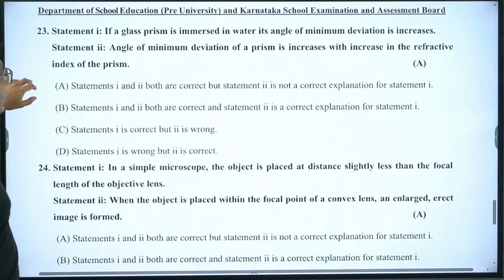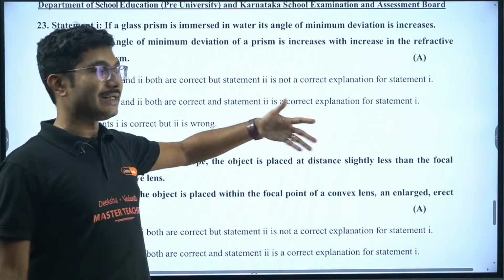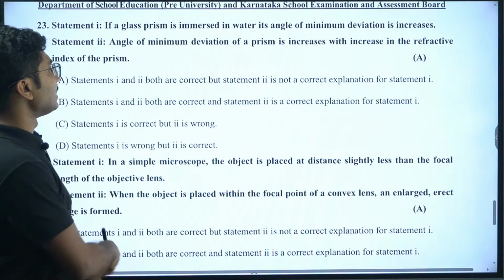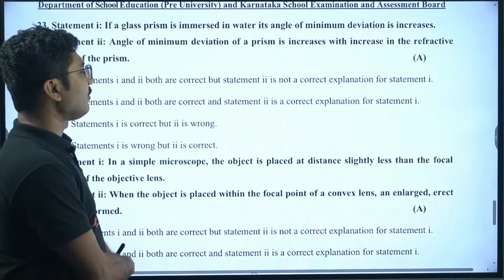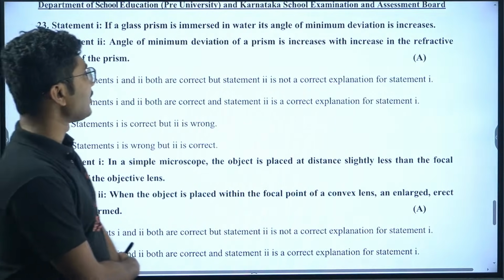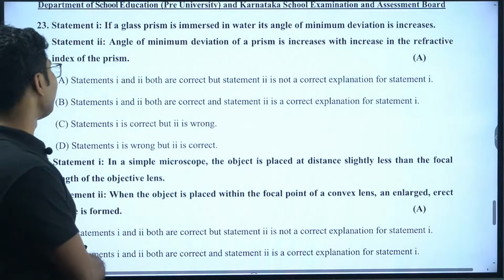Now 23. So check the options, because sometimes they change the order of A and B. If a glass prism is immersed in water, its angle of minimum deviation increases. Angle of minimum deviation of a prism increases with increase in the refractive index of the prism.